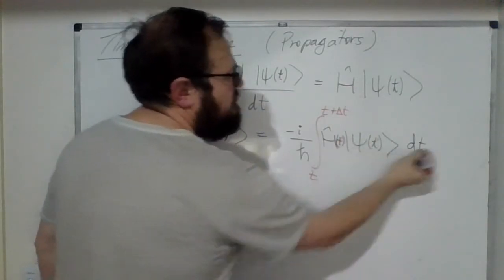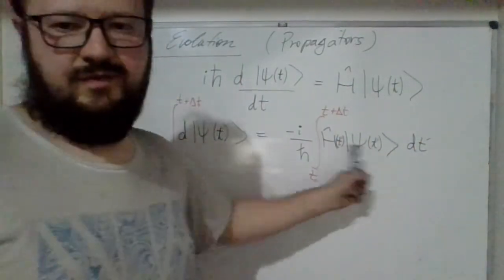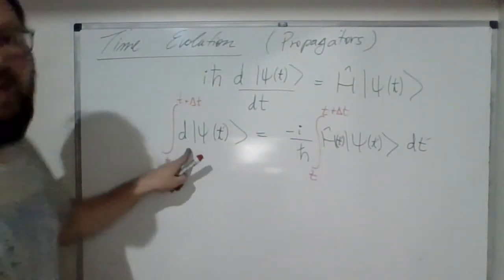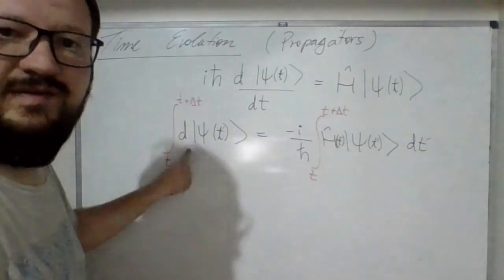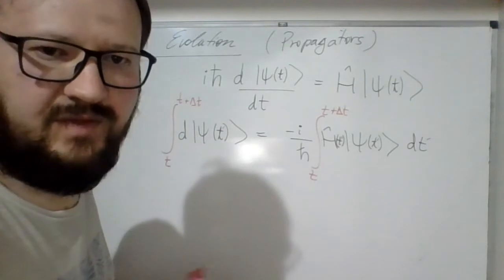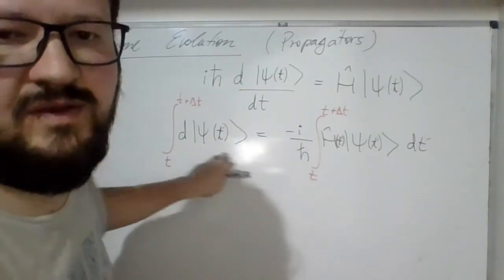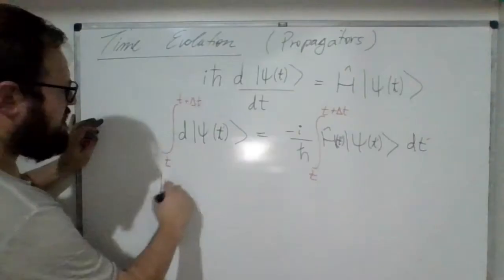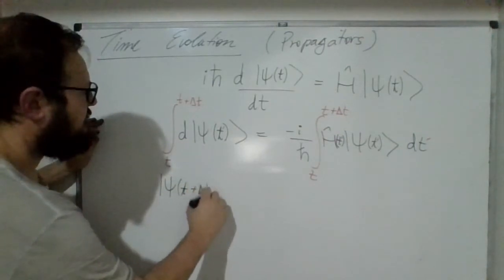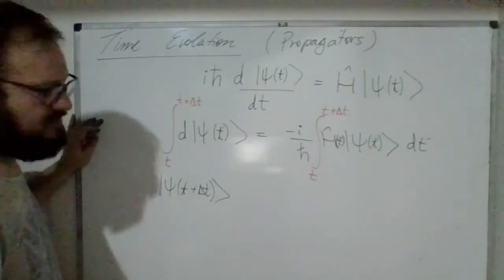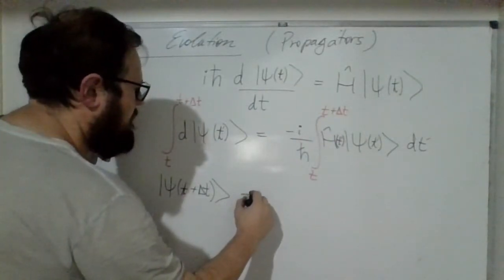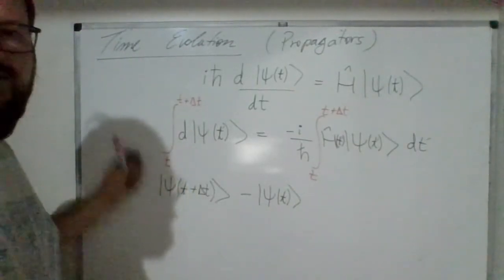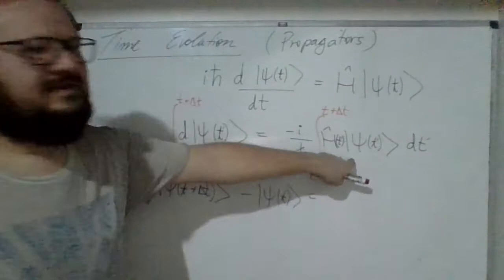Change variables here to t prime, because you need to replace limits in the end. You'll find out the following. Well, the left-hand side is exact, because when you integrate the differential of something, you have that something evaluated at the limits. So here you have psi of t plus delta t, which is a vector, by the way, minus the psi at time t. This is the left-hand side, which is equal to that integral.